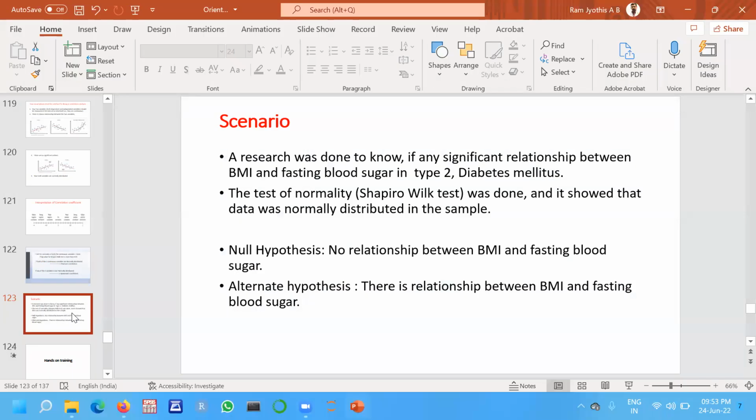Okay, let us see a research scenario. Please wait for 1 minute. A research was done to know if there is any significant relationship between BMI and fasting blood sugar in type 2 diabetes. So we want to know the strength of the relationship and the direction of the relationship. Now the test of normality was done.